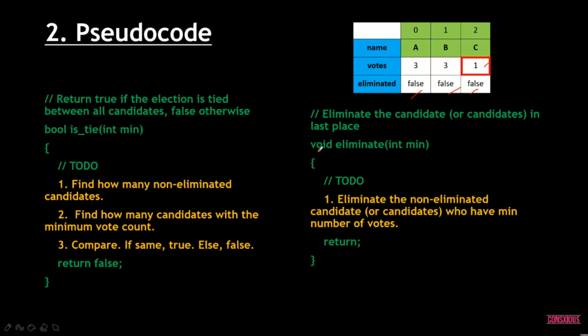After that, the last step is to eliminate. So basically just eliminate the non-eliminated candidates who have the least number of votes. For example, this, just change the false to true.